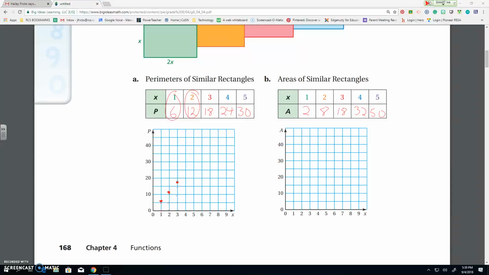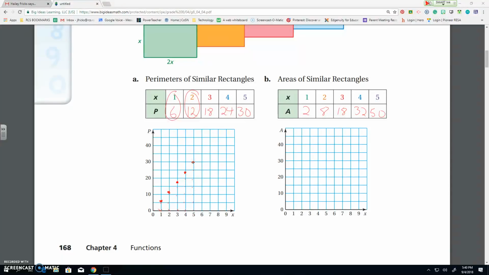Next we would have 4, 24, so we go to the right 1, 2, 3, 4, and then we go up 5, 10, 15, 20, 24. And for our last one, we've got 5, 30, so that would be 1, 2, 3, 4, 5, and then go up 30. So 5, 10, 15, 20, 25, 30.